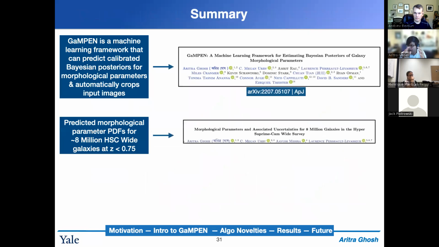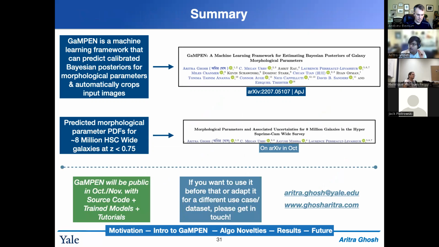So, summarizing everything specifically about GaMPEN: the software paper is already out there on the arXiv. The specific catalog should be out there in October. The entire code, along with the trained models and tutorials, will be public. But if you want to use it before that, please don't hesitate to get in touch, and I will be more than happy to talk to you.